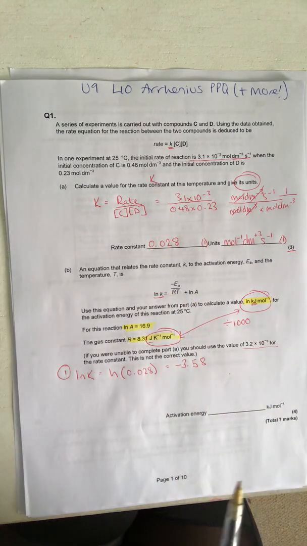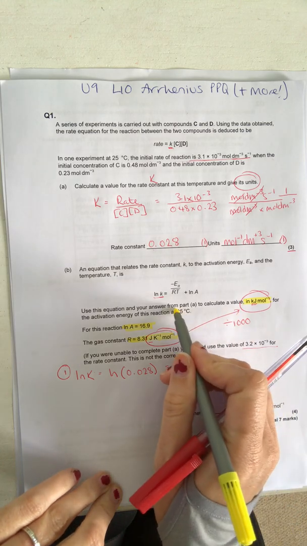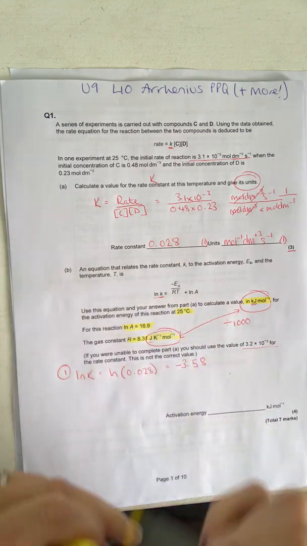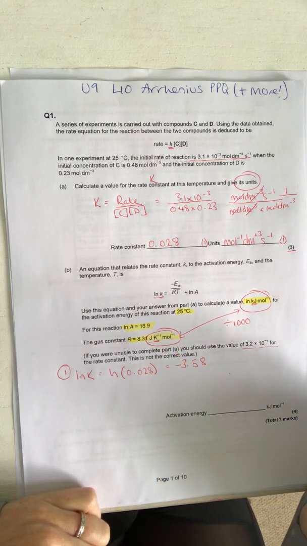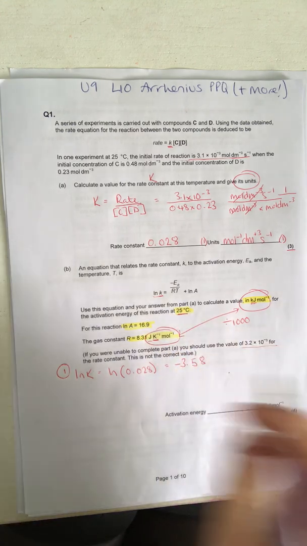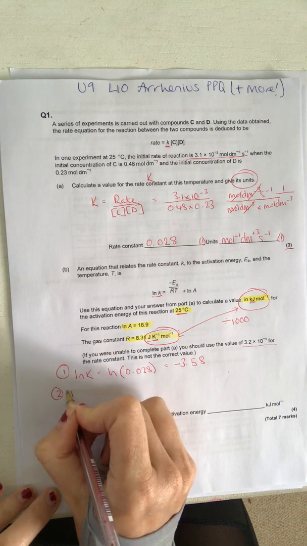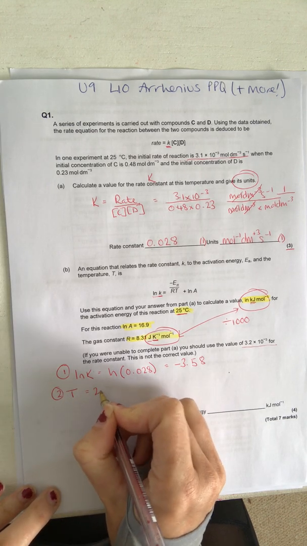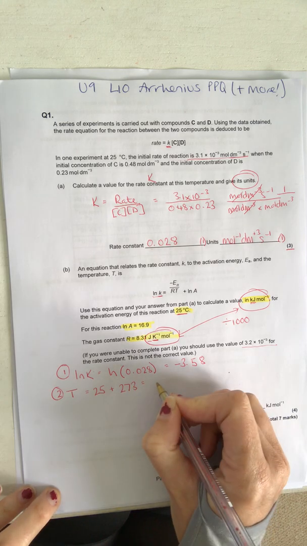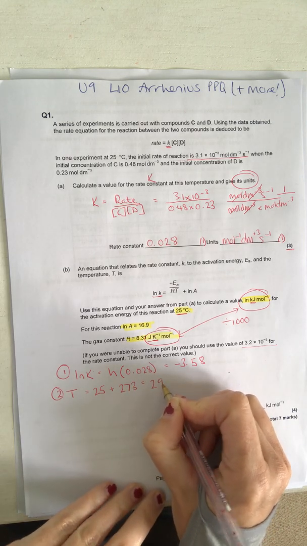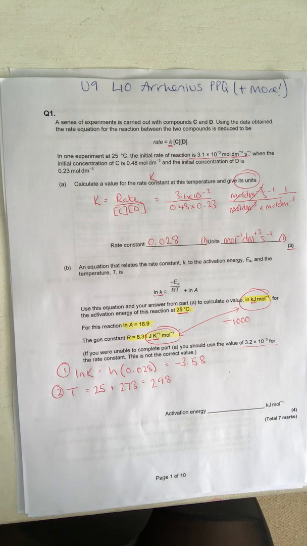However, and I should have done this when I was reading the question, it says the activation energy at 25 degrees Celsius. We're working in kelvin here, so we're going to need to convert that. So step 2, T equals 25 plus 273, which gives you a temperature in kelvin of 298.